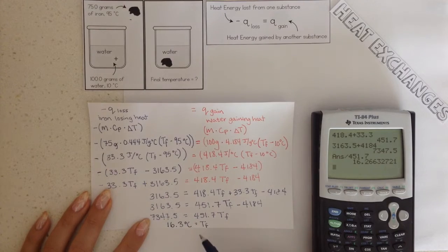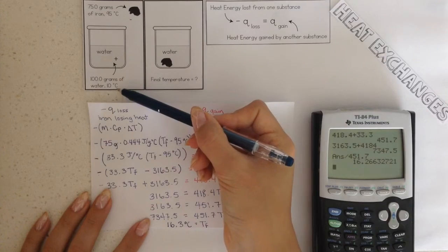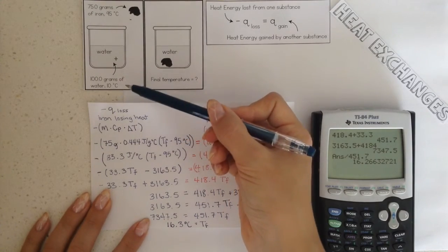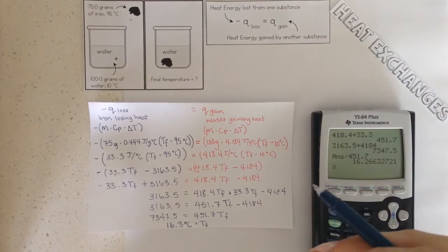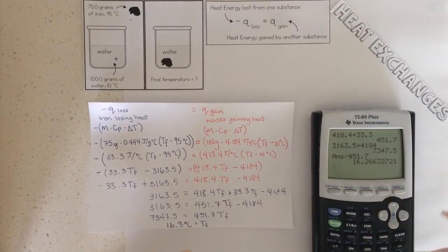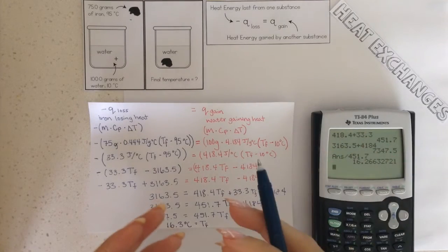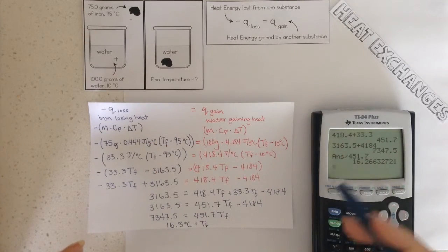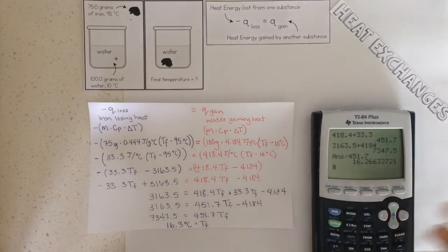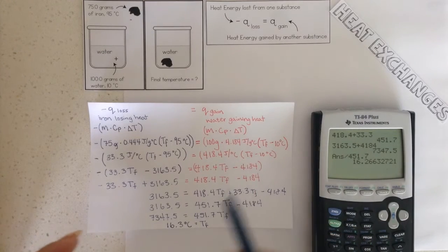Now we have to think about if this makes sense. Do we have a number that's greater than 10 degrees Celsius? Because we know that water is gaining heat. We also know the temperature must be below 95 degrees Celsius because iron is giving up its heat. We have to come to some sort of middle ground, and it should be a lot closer to 10 degrees Celsius. Water has a huge heat capacity, 4.184 joules per gram degree C, versus iron's very small heat capacity. So water can take in a lot of heat, and its temperature won't change drastically. So this makes sense, and this is the correct answer.